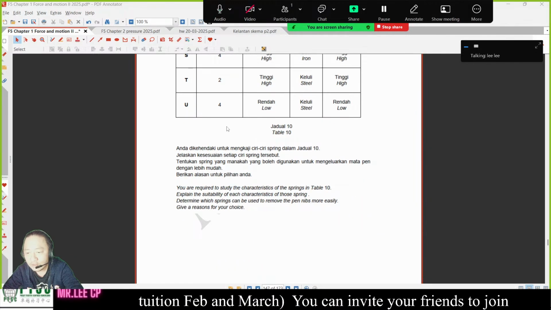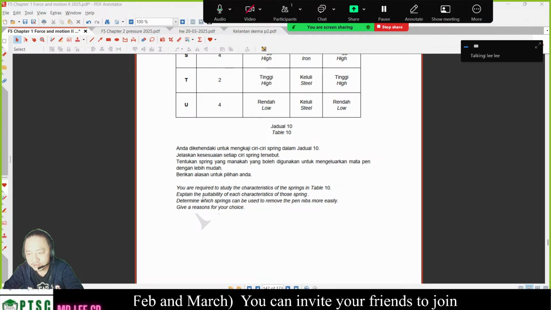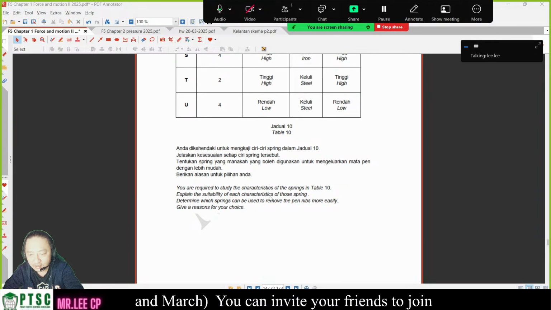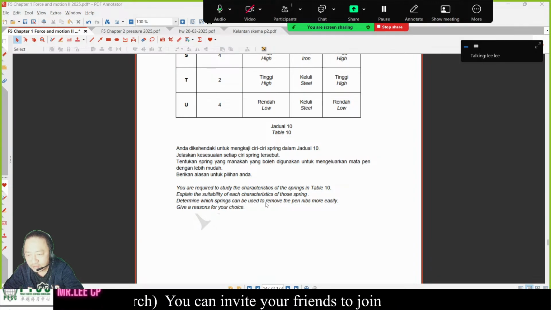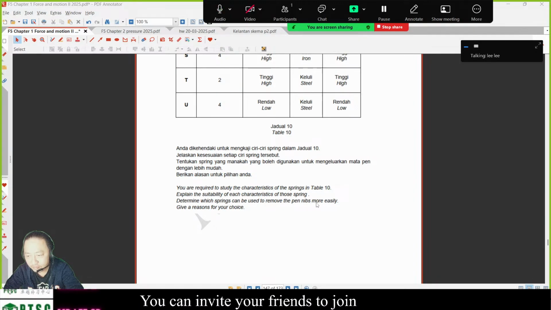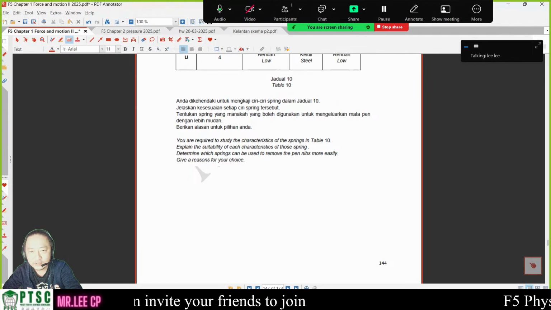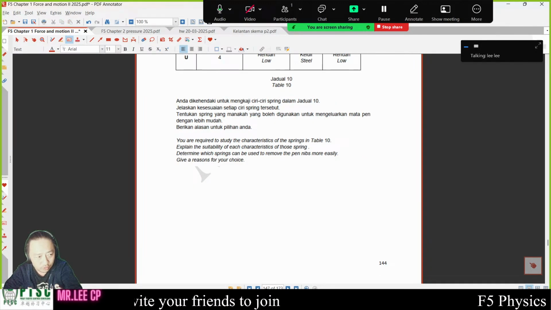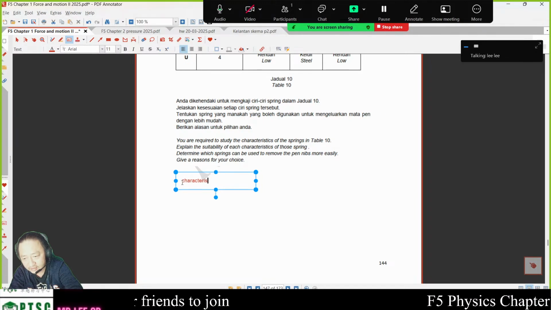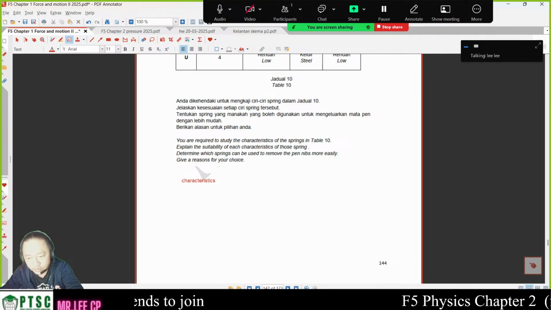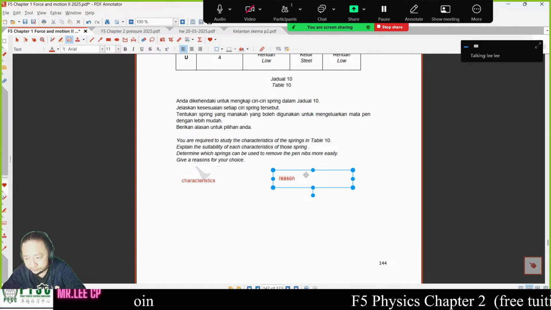So now you are required to study the characteristics of the spring and then explain the suitability of each characteristic of those springs. That means the spring that can be used to remove the pen nibs more easily. Give the reason. So if you don't know how to do this kind of question, you must use characteristics, build a table, and reason.